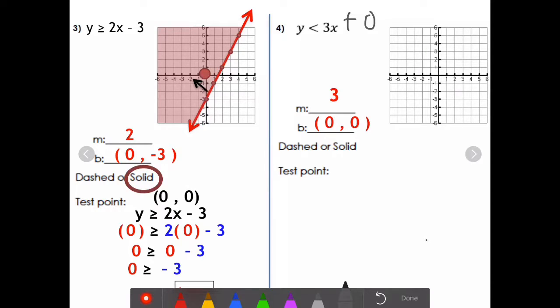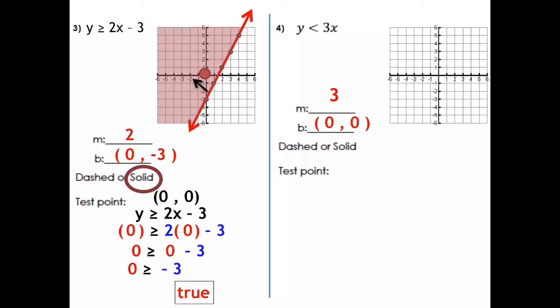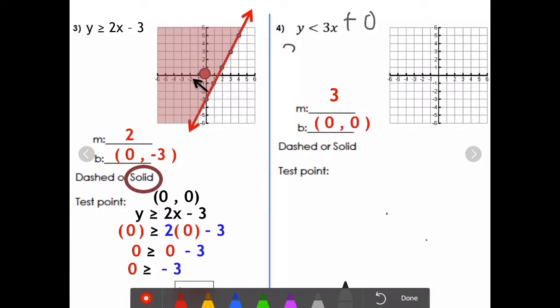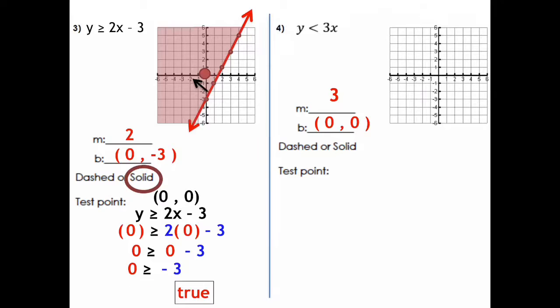Okay, so now since the slope is 3, what that means is we can go 3 over 1, which means we can go up 3 to the right 1 or down 3 to the left 1. Okay, so let's see what that looks like. So we have the point 0, 0, and this tells me to go up 3 to the right 1, or we can go down 3 to the left 1. Now it is a dashed line, I already gave that away, but let's go ahead and graph this line. So this is what it looks like.